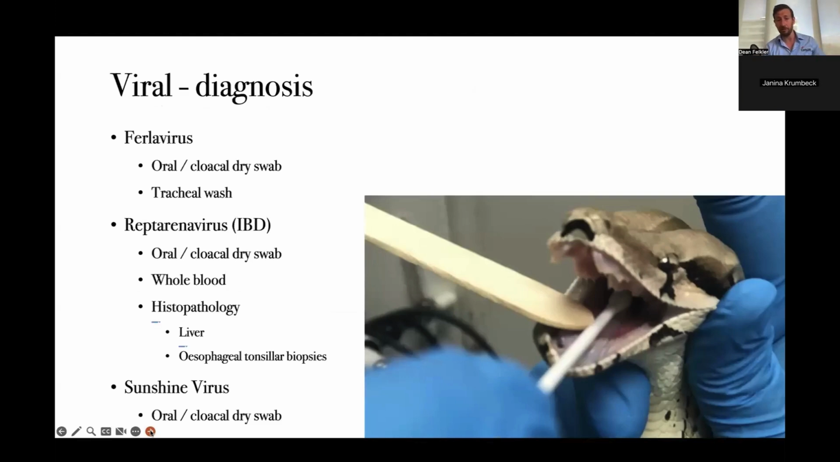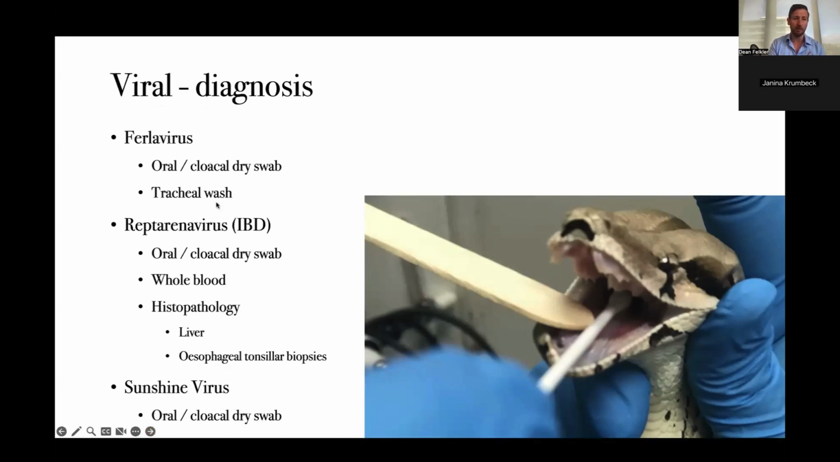So other viruses I said I'll mention as well. Even though herpes virus 3 in tortoises is a big one, we do see lots of viruses in snakes as well. So Felkler virus is probably the big one, especially in terms of respiratory disease. And you want to be sampling the oral cavity and the cloaca, or you can do your tracheal wash.